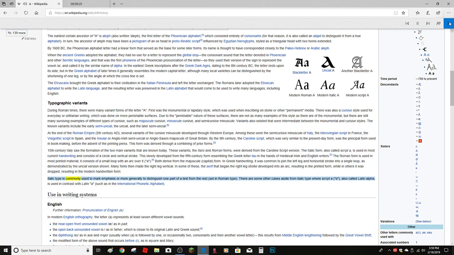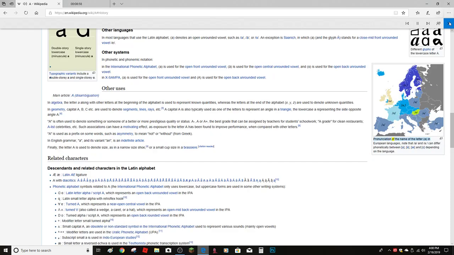Italic type is commonly used to mark emphasis or more generally to distinguish one part of a text from the rest, set in Roman type. There are some other cases aside from italic type where script A, also called Latin alpha, is used in contrast with Latin A, such as in the International Phonetic Alphabet. Use in writing systems. Pronunciation of the name of the letter A in European languages.